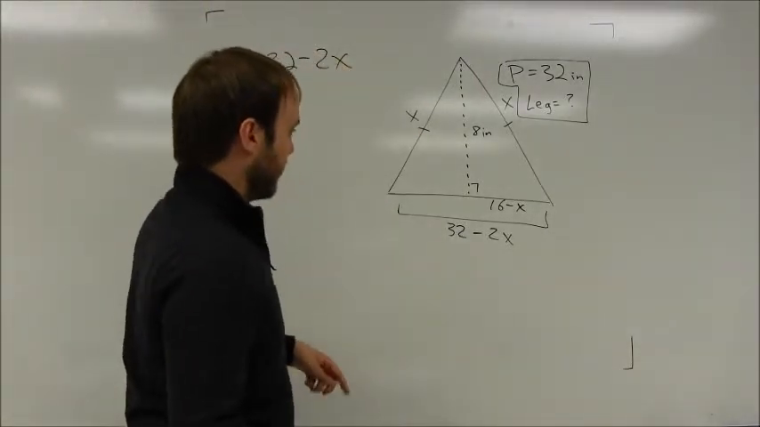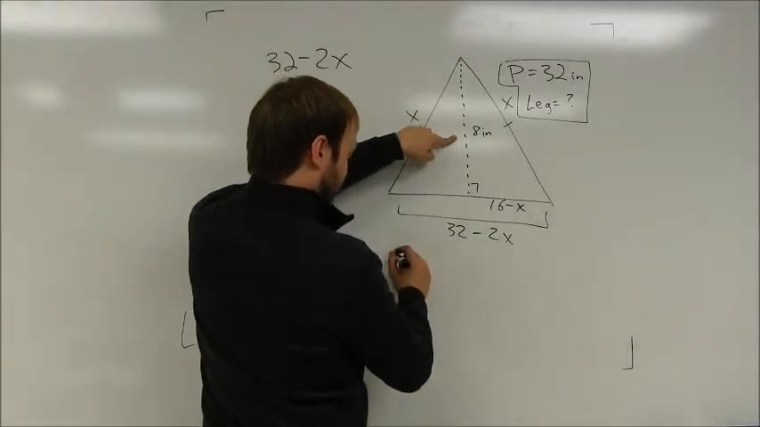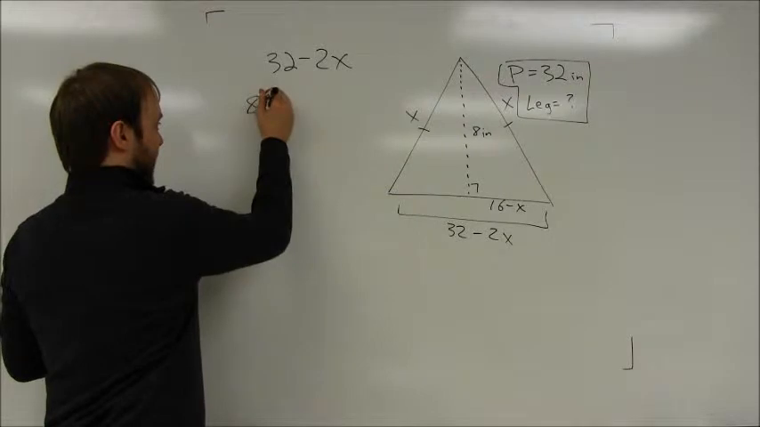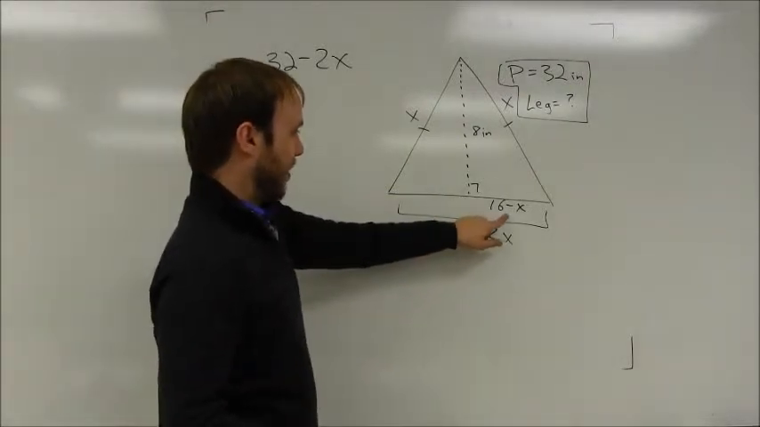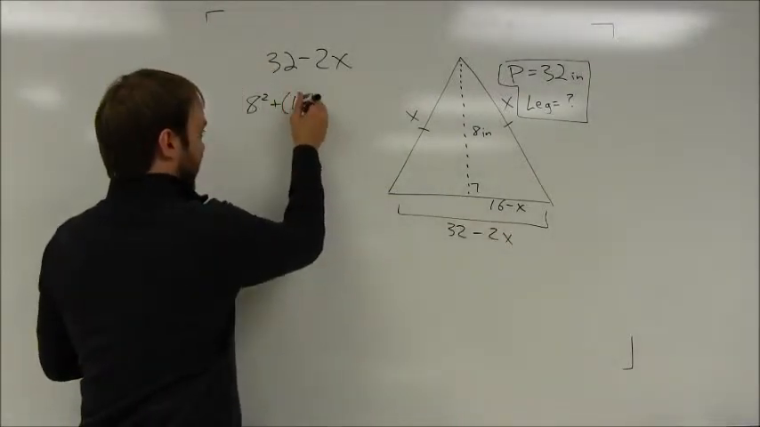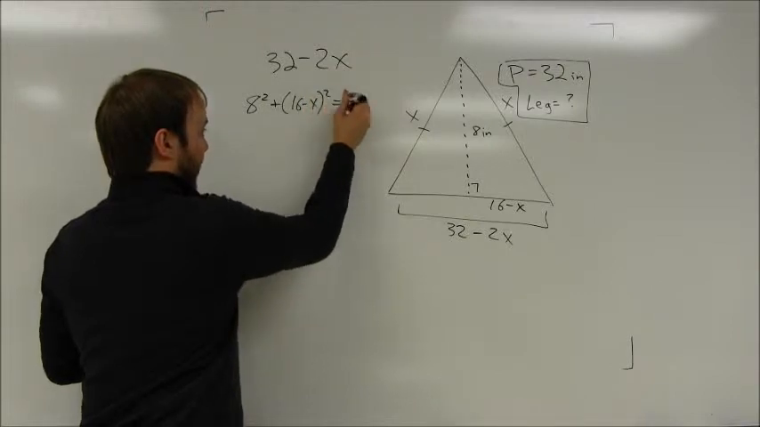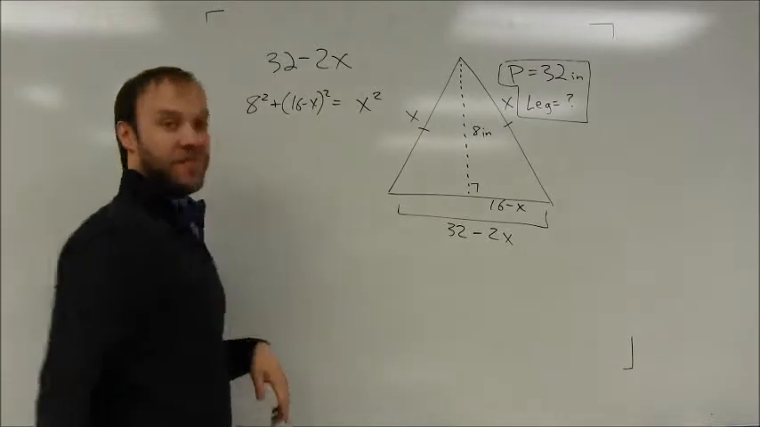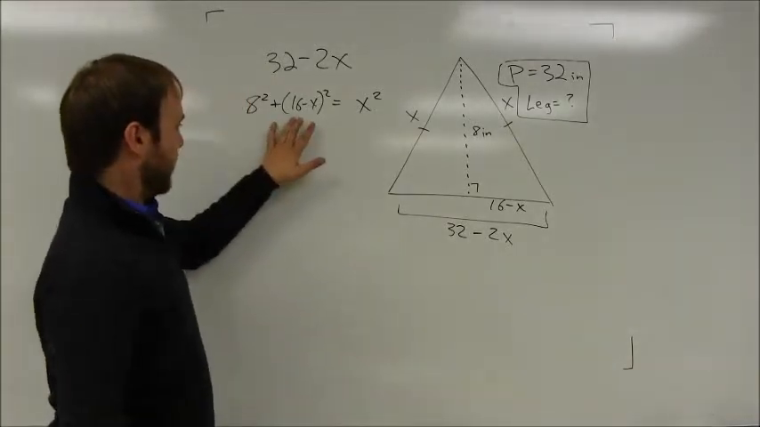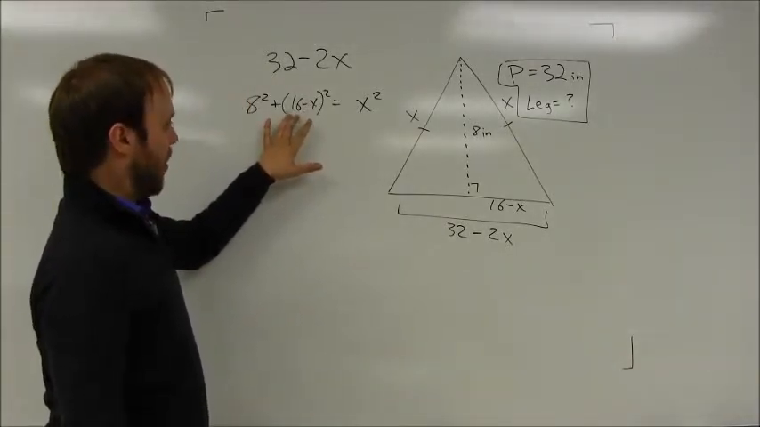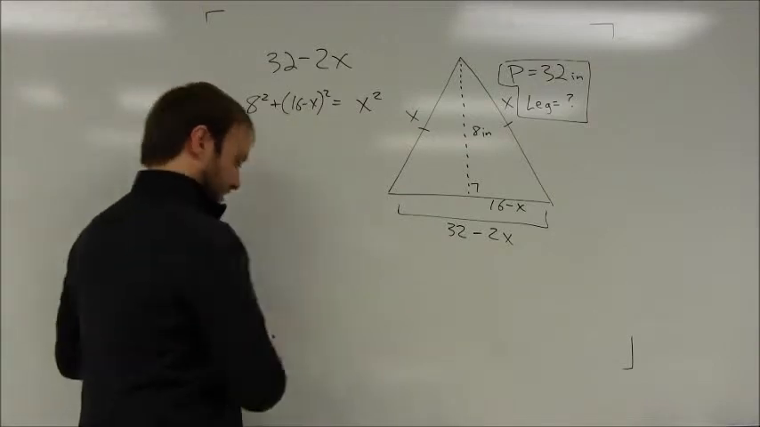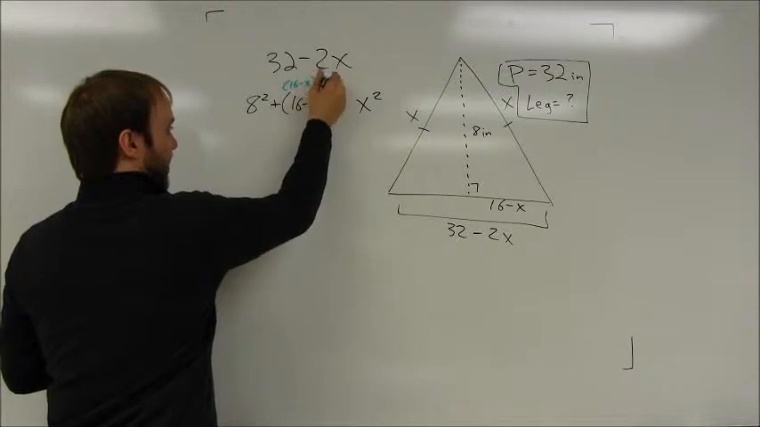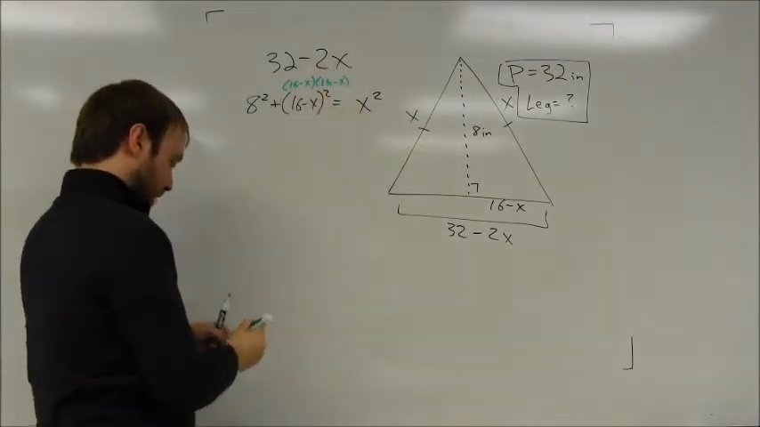So the Pythagorean theorem says that the leg squared, in this case 8 squared, plus the other leg squared, which is 16 minus x squared, is equal to the hypotenuse squared. And again, I can simplify here. Be careful as you go through here. That is a FOIL problem. That is technically the quantity 16 minus x times the quantity 16 minus x. You do need to use FOIL there.